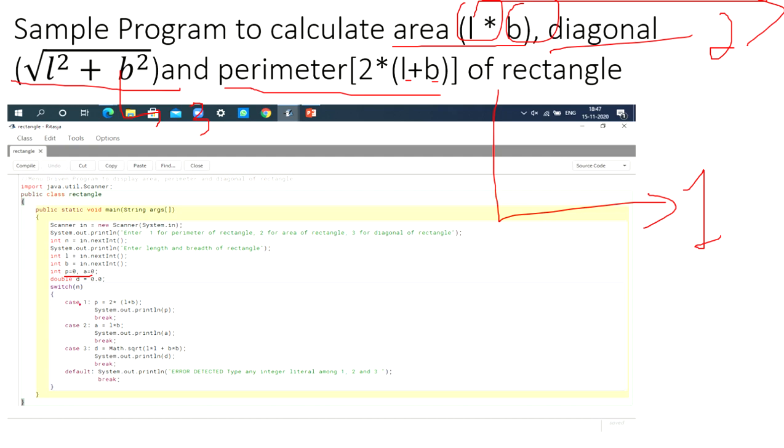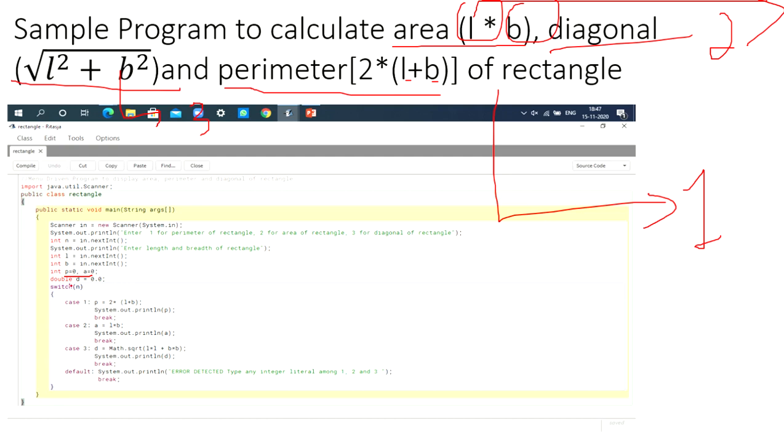After that, switch n, case 1. If you enter 1, what happens on 1? Perimeter. Perimeter is 2 into L plus B. System.out.println P. And after that, break. Otherwise it will print case 2 also. Next is case 2. Case 2 is area. A is equal to L into B.